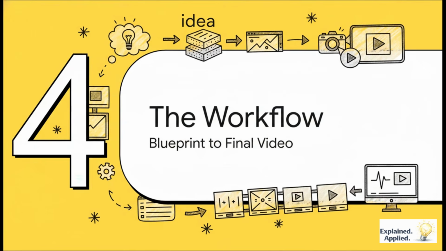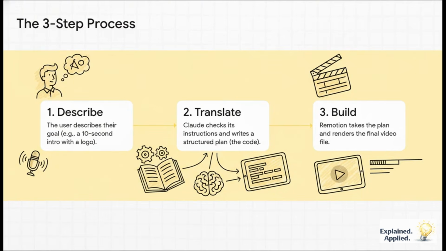Okay, so let's put all the pieces together. What does this whole workflow actually look like, from that first spark of an idea all the way to a finished video? It's actually a beautifully simple three-step process. First, you just describe what you want. You could say something like, I need a 10-second intro with a logo that fades in. Easy enough. Second, Claude takes that description, looks at its instruction manual, and translates it into a structured plan. And finally, step 3, Remotion takes that plan and builds the final video. Describe, translate, build. That's it.